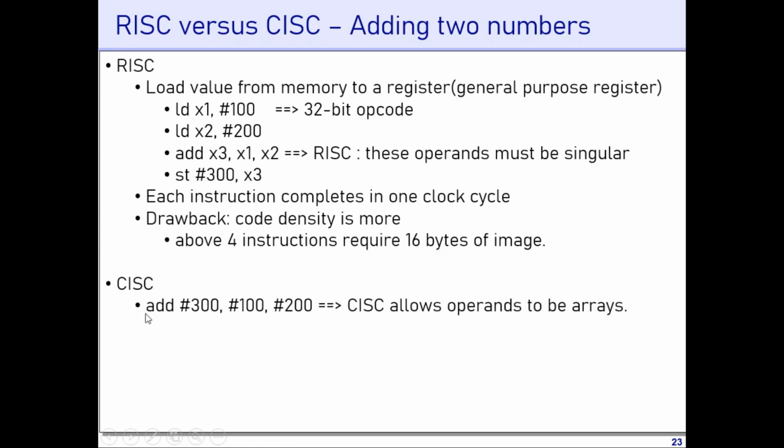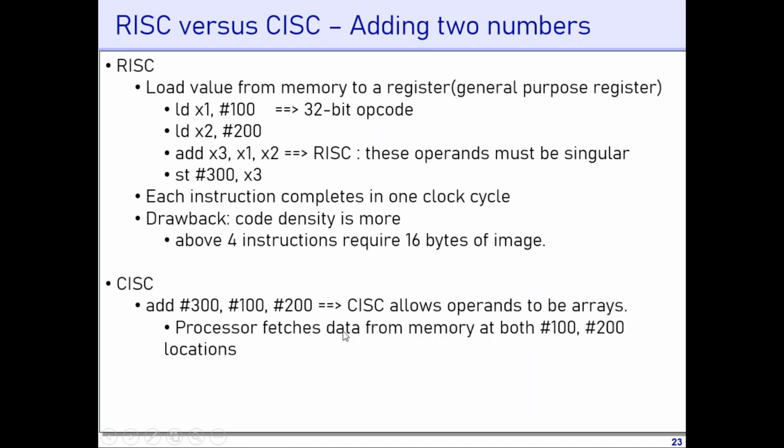In case of CISC, add 300, 100, 200. CISC allows operands to be arrays also. There is one more convenience in CISC: you can also write arrays here. So the processor directly fetches the data from memory at both 100 and 200 locations and then adds.